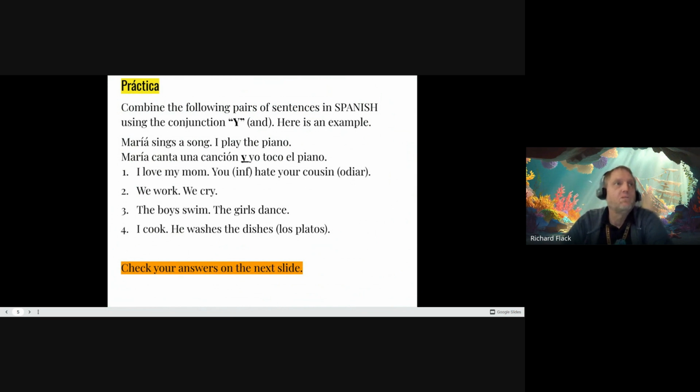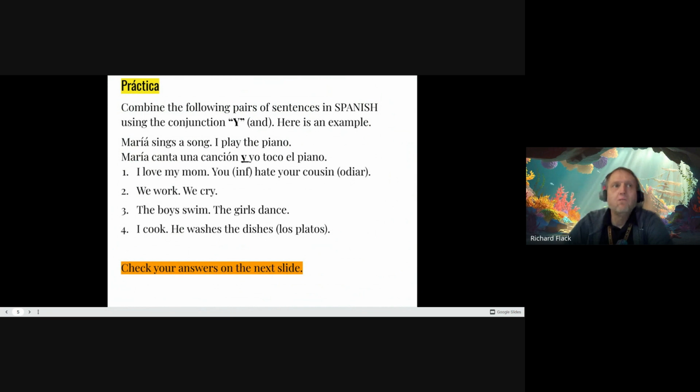So the first one we're going to do is we're going to combine the following pairs of sentences in Spanish using the conjunction y, which again means and. For example, Maria sings a song. I play the piano. So we want to take those 2 sentences and combine them into one sentence. So it says, Maria sings a song and I play the piano. So that comes out to be, Maria canta una canción y yo toco el piano.